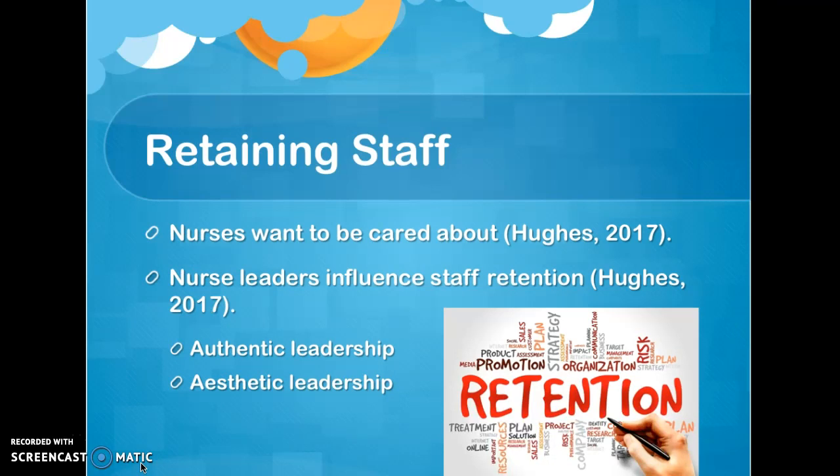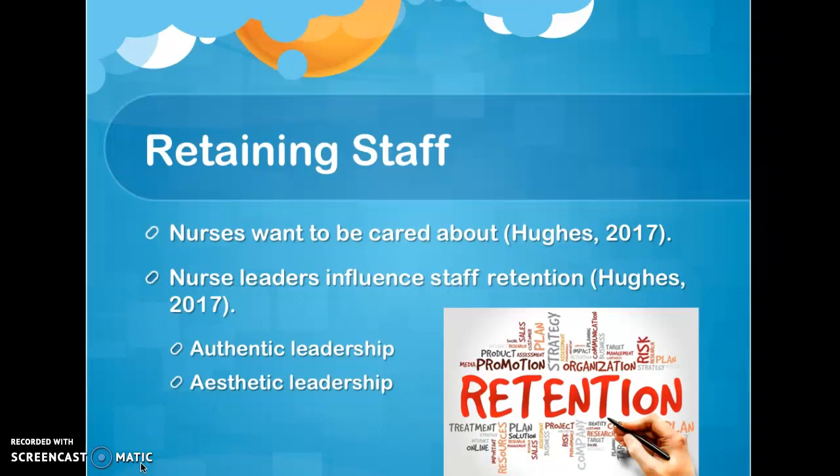Overall, nurses want to be cared about just as much as they care for other people. They want to be reassured and reminded that they're making a difference in other people's lives. And if management doesn't convey that to them, if they're constantly putting them down, talking about how this can be improved and this can be improved, they're not going to want to stay because they're going to constantly feel like they're being put down. It also goes with the kind of leadership that they provide.